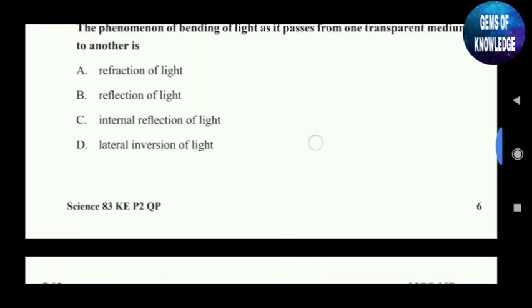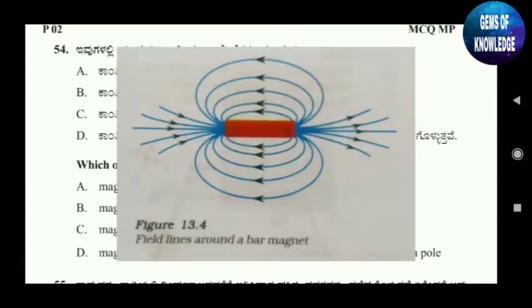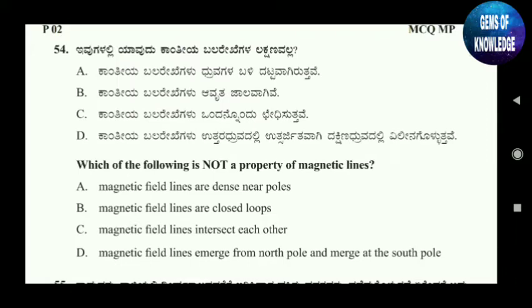Okay, next question, the 54th one. Which of the following is not a property of magnetic lines? I'll try to insert a picture of the magnetic lines where you can clearly see their properties. The first option is that magnetic field lines are dense near the poles. Yes, they will be very dense near the poles. A magnet has two poles, a north pole as well as a south pole, so the magnetic lines will be very dense at these two poles.